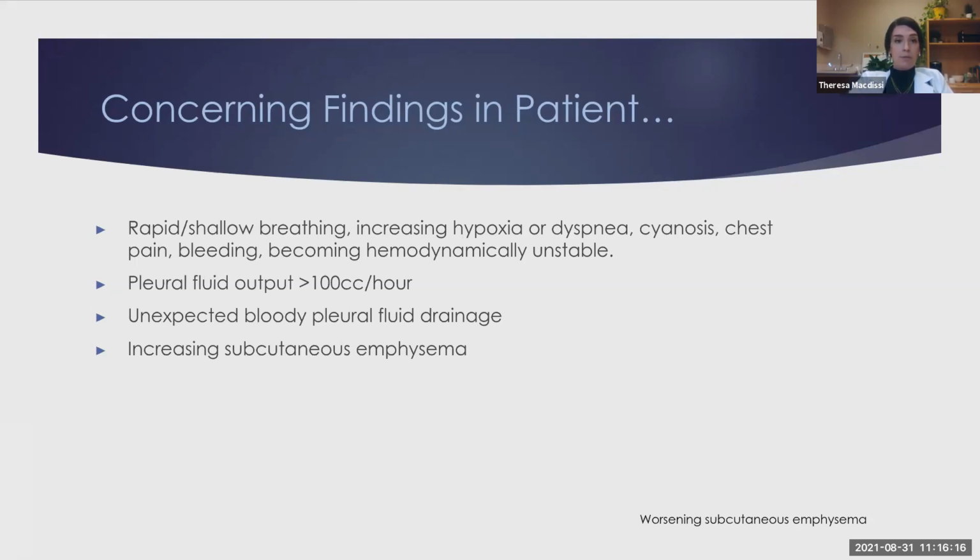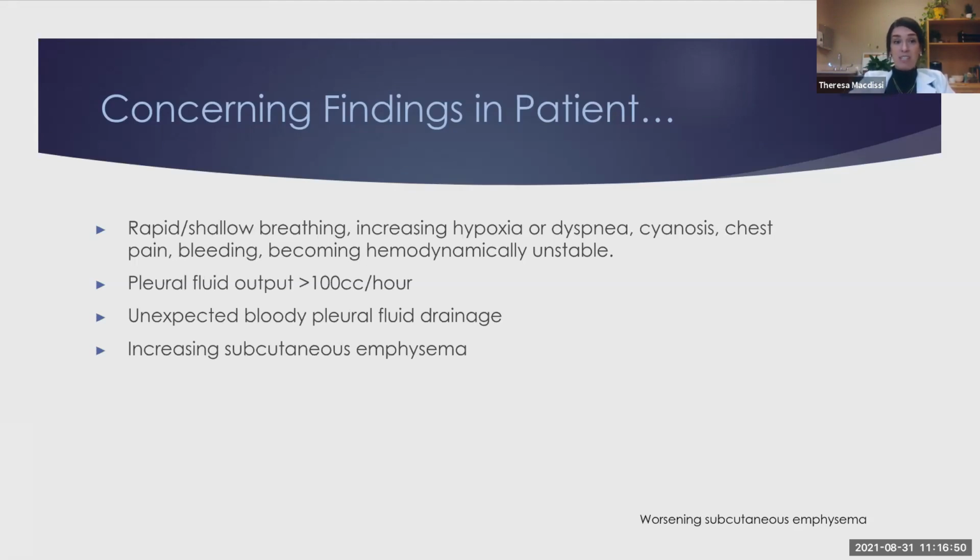Also, if their pleural fluid output is more than 100 cc's an hour, you'd want to call someone on that, or if they have unexpected bloody pleural fluid draining. So say before they had some serosanguinous fluid draining out of their chest tube, and they got started on a heparin drip for a PE, and then all of a sudden you're seeing a bunch of bright red blood coming out of their chest tube and filling into the fluid collection chamber. That's concerning, and you need to call the provider for next steps.